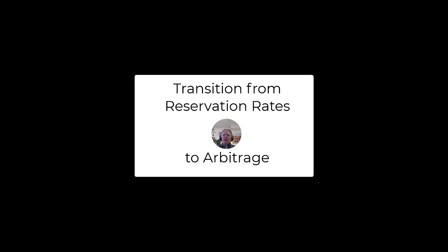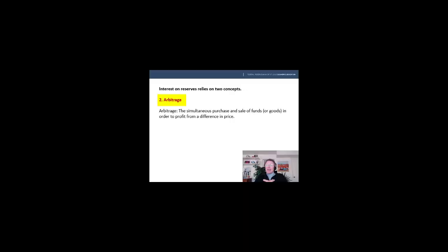Let's move on to a second big concept called arbitrage. The second economic concept that makes interest on reserves an effective guide for the policy rate is something called arbitrage. Here's an old-fashioned example.